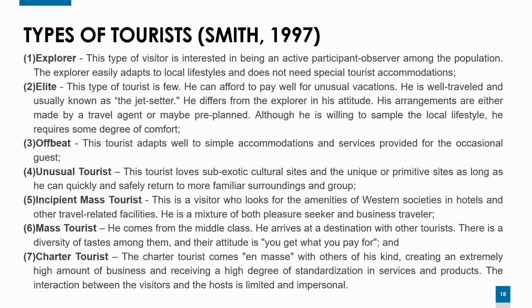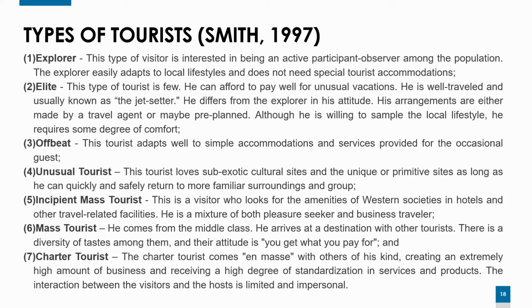Next is offbeat. This tourist adapts well to simple accommodations and services provided for the occasional guest. These tourists love sub-exotic cultural sites, and the unusual or primitive sites as long as he can quickly and safely return to more familiar surroundings and groups. Next is incipient mass tourist. This is a visitor who looks for the amenities of Western societies in hotels and other travel-related facilities. He is a mixture of both pleasure seeker and business traveler.